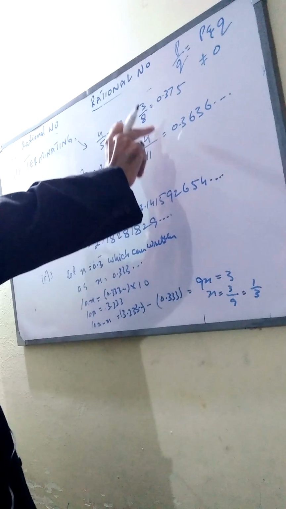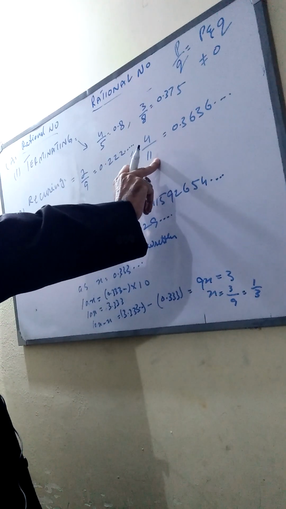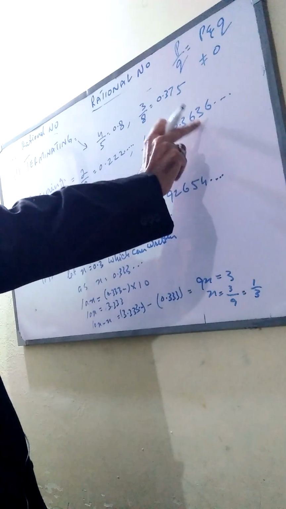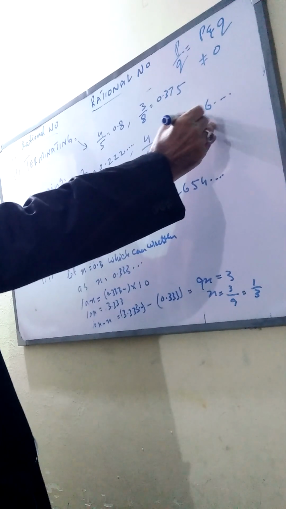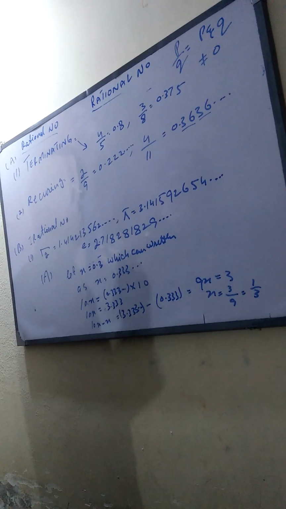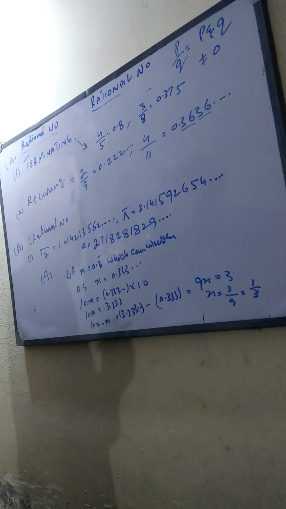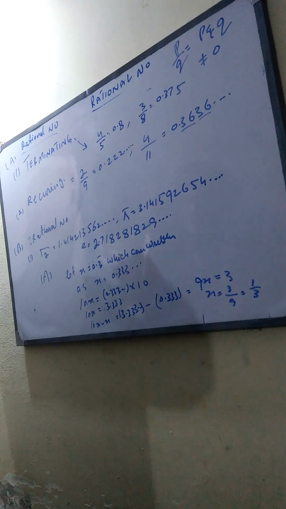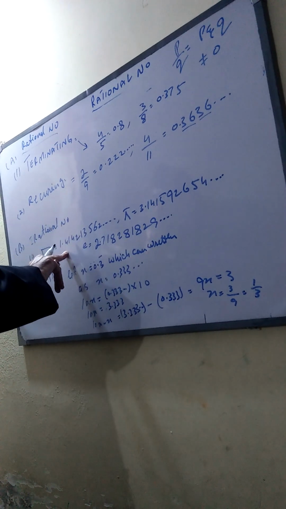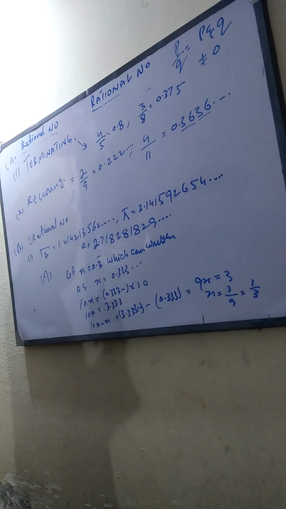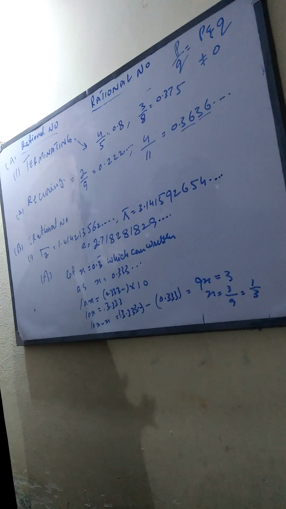Just like when you divide 4 by 11, then your answer will become 0.36. The number 0.36 will be repeated. Then this is also called the recurring value. Recurring means repeated values. Okay. Then the other number is the irrational number. The numbers which cannot be divided completely by any number are called the irrational numbers.